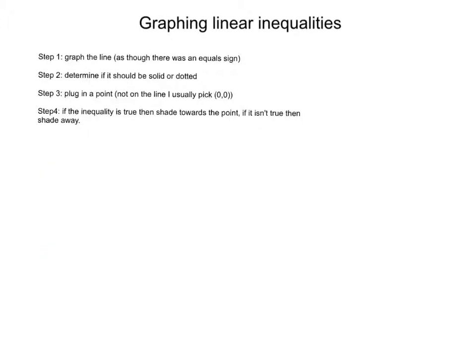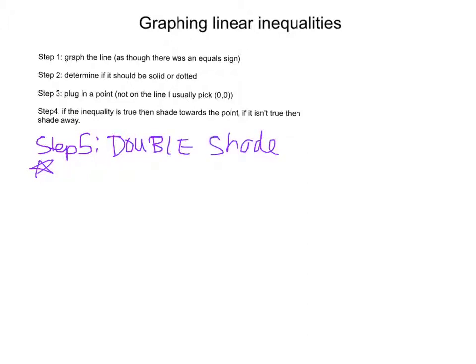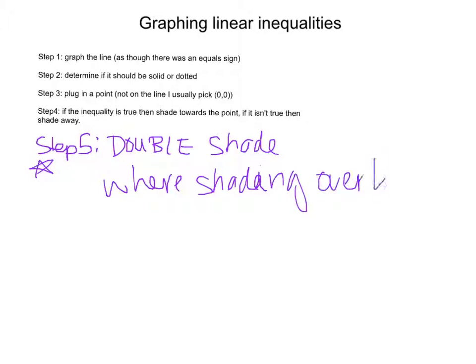So those are the steps. You can write them down if you haven't already. You might want to add one more step. Step 5 is when you have 2, right? The term we're going to use is like double shade, where the shading overlaps, right? So that's if you have 2 inequalities. Okay.